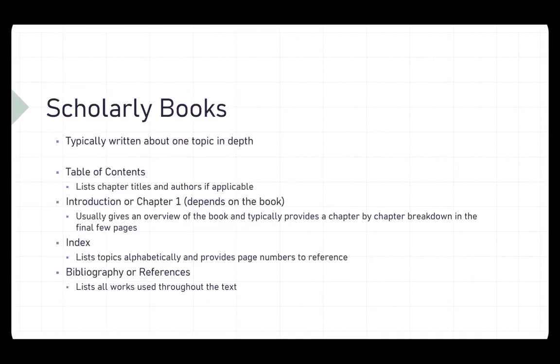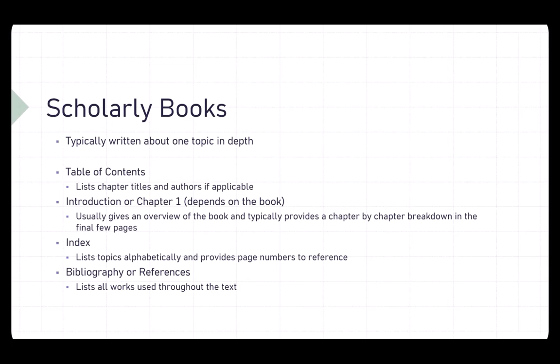Let's start by talking about how a scholarly book is organized and how that differs from an academic article or a fiction book. Scholarly books are typically written about one topic and go in depth to various aspects of that topic. For instance, you might find a scholarly book written about pollution in the United States or mental health treatment for college students. Scholarly books will cover a great deal of information over many chapters.